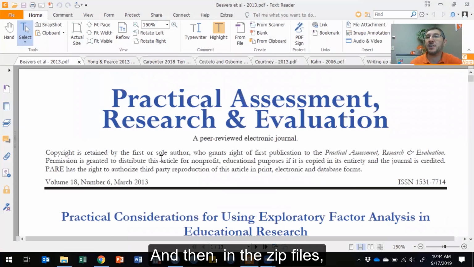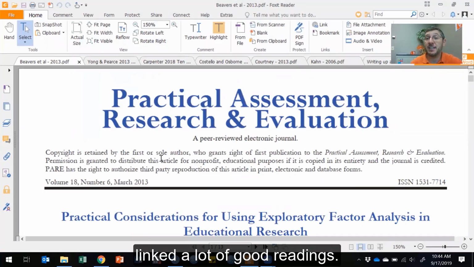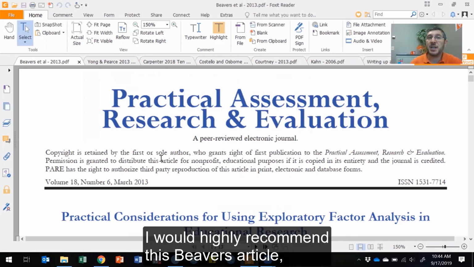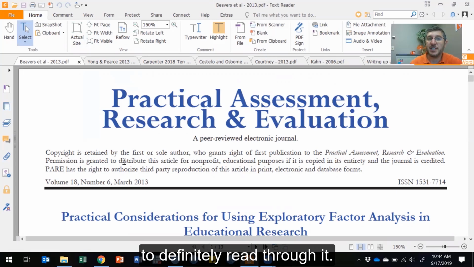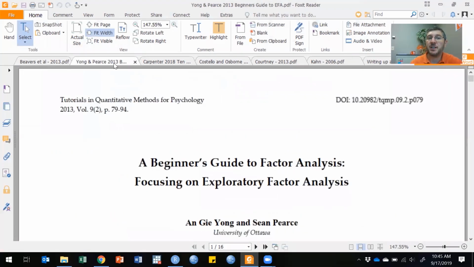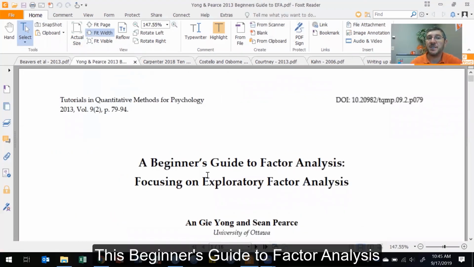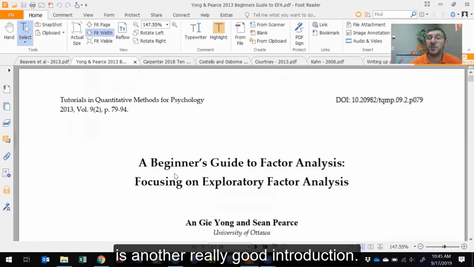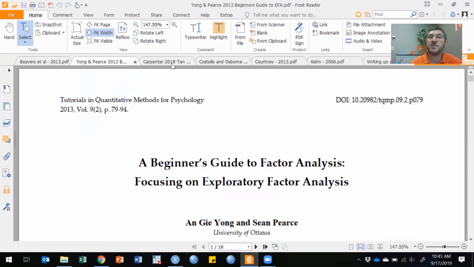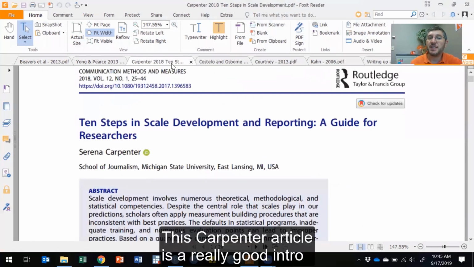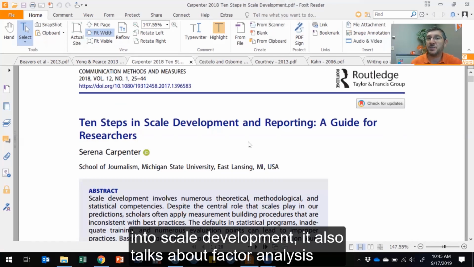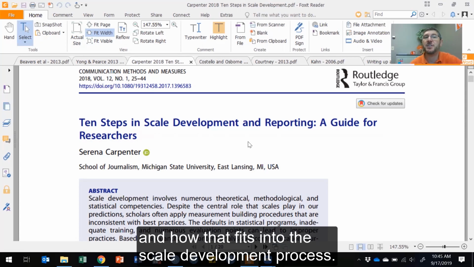And then in the zip files are linked a lot of good readings. I would highly recommend this Beavers article; definitely read through it. This Beginner's Guide to Factor Analysis is another really good introduction. This Carpenter article is a really good intro into scale development. It also talks about factor analysis and how that fits into the scale development process.